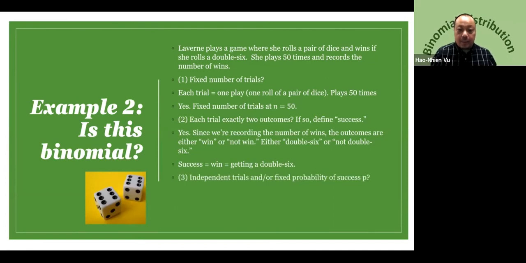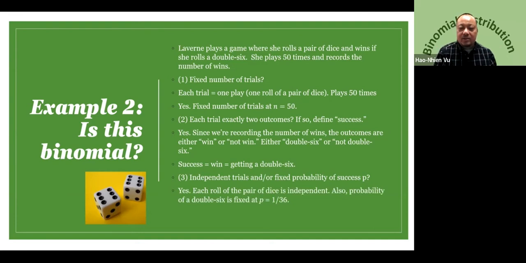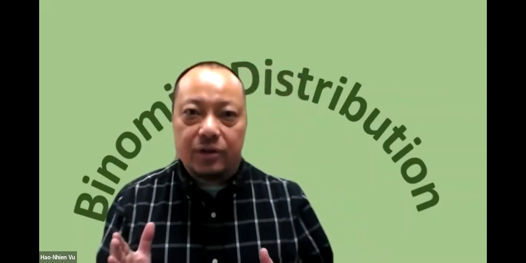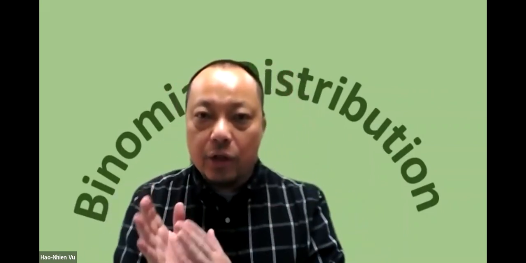Are the trials independent, and or is the probability of success p fixed? Yes, we're rolling dice. That's like a quintessential prototypical independent event. Each roll of the pair of dice is independent, and on top of that, what's the probability of getting double 6? 1 out of 36. The probability is fixed at p equals 1 over 36. So this is binomial.